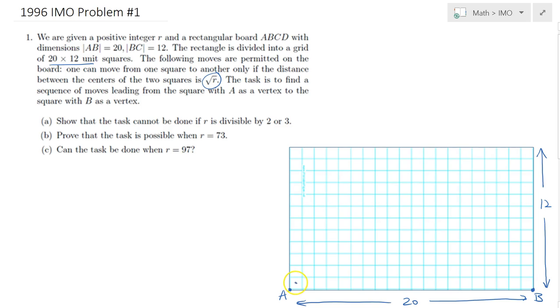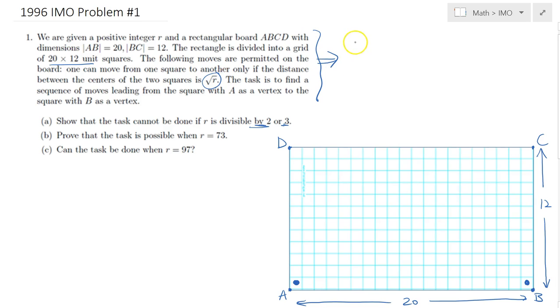So starting from this little square here, where A is a vertex, by the way, let me finish the labeling here. So this is C, and this one here is D. Starting from this square here, we want to end up in this square. That's the goal. So let's start with the first part. Show that the task cannot be done if r is divisible by 2 or 3. To begin with, let's try to describe this clearly here.